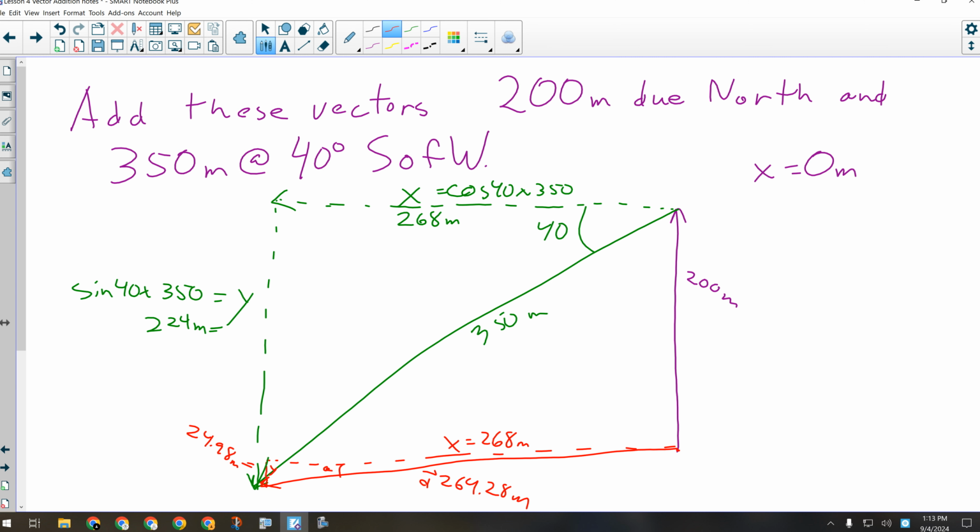Can I find the angle? And do the same thing I did on the last question. I still have the two sides of the triangle here. So this little theta right here, I'm still going to go tan to the minus 1 of the opposite side, 24.98, divided by the adjacent side, 268.11 or whatever it was.